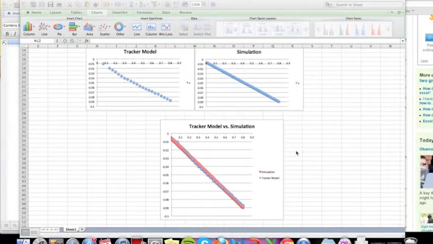Alright, so now that we've looked at our data from the simulation, we can compare our data together. Here's the data from the Tracker model, here's the data from the simulation, and here are them together. So you can see they're almost completely similar. The blue diamonds are the Tracker model, the red squares are the simulation. And the Tracker model really does follow the simulation almost exactly. There is a little bit of sway here and there, like right here, but that's probably just due to user error. That's me putting the point a bit off from where it should have been. But for the most part, it's almost exactly the same.